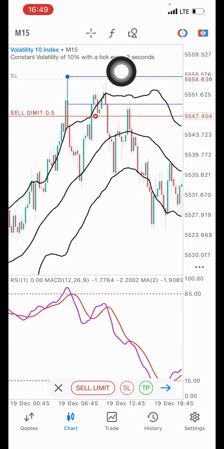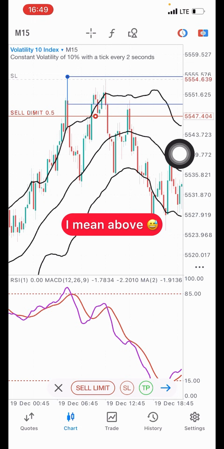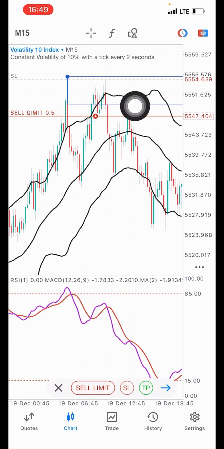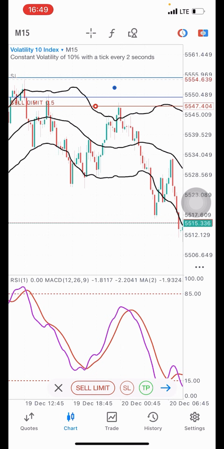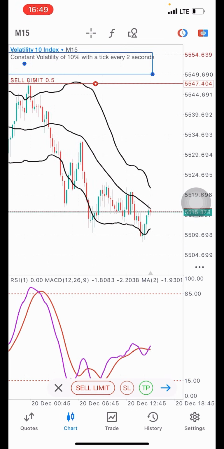You place it below there, and then in the morning when I woke up, I saw that price had already gone to tap my sell limit, and I was around this area when I opened my chart, all right? So you can see that the strategy works very well. I've not yet closed because I'm viewing the market from the higher time frame, all right?